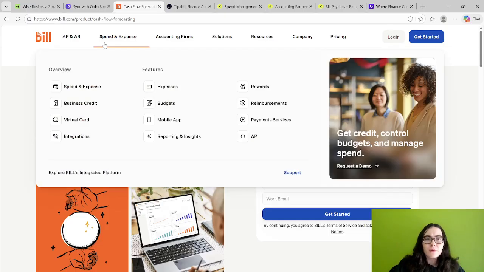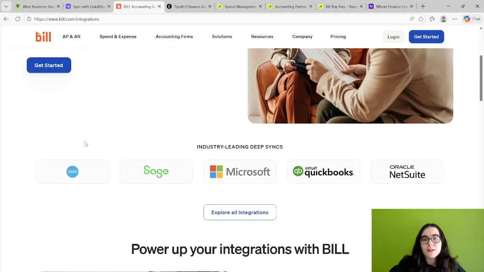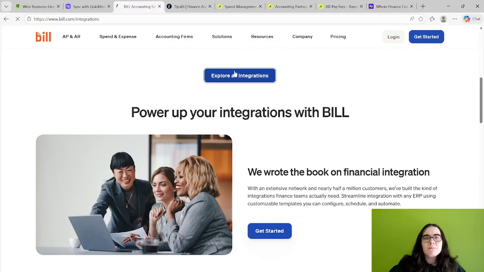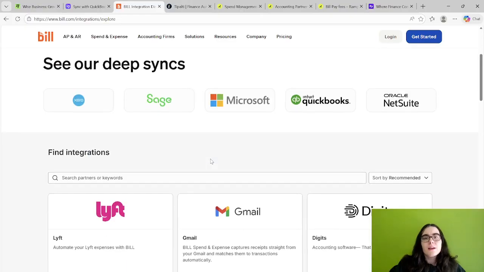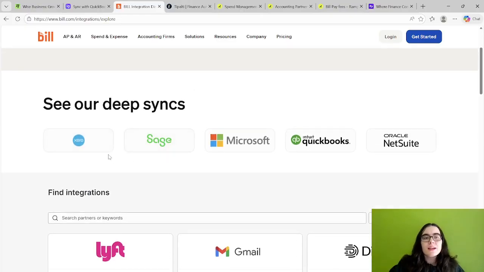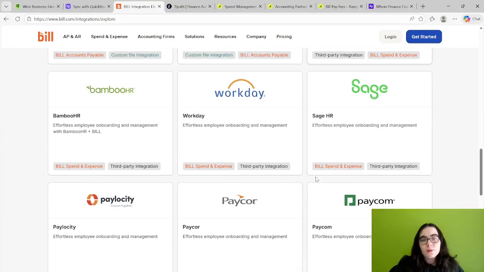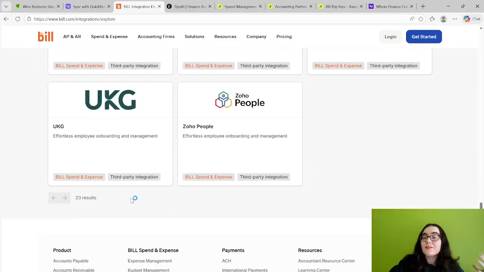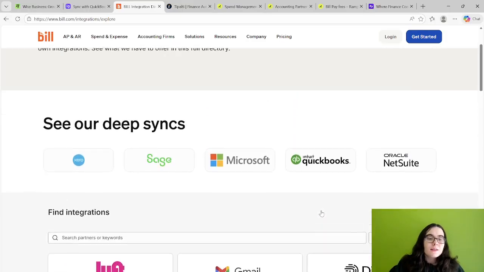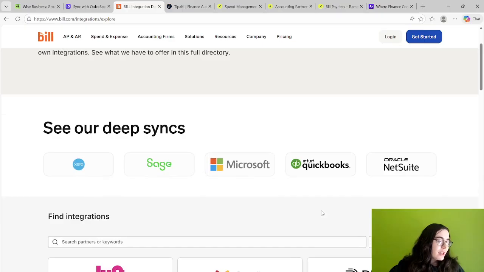They also integrate with a lot of different accounting programs and different technologies, which is great. They have a lot more integrations than Melio does. As you can see, they do sync with kind of the main big ones here: Xero, Sage, Microsoft, QuickBooks, and Oracle NetSuite, but they also integrate with other technologies. In total, 23 at present, so that's pretty good. And so that's kind of what you're looking at with Bill.